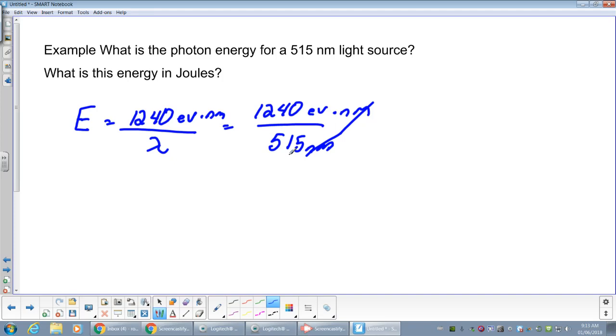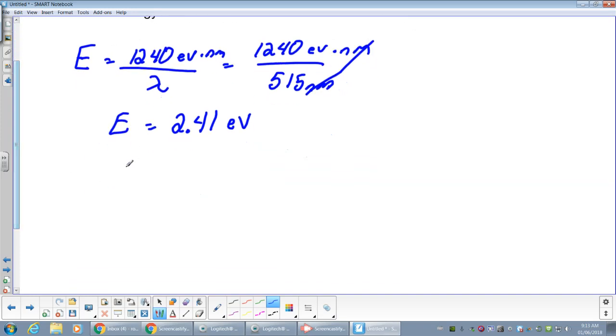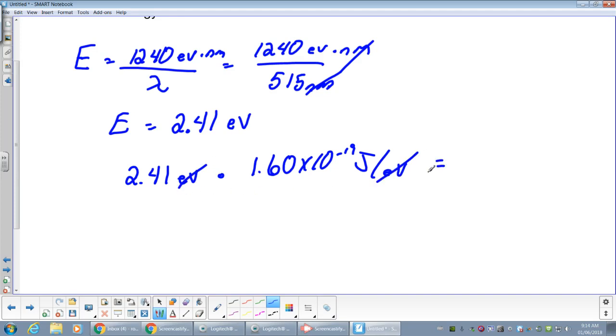So 1240 divided by 515. So we end up getting 2.41 electron volts. Okay, and then if we want to change it into joules, 2.41 electron volts times 1.60 times 10 to the negative 19 joules per electron volt. So I'm just going to round it off after. I'll take my calculator, multiply by 1.60 to the negative 19. So I get 3.85 times 10 to the negative 19 joules of energy.